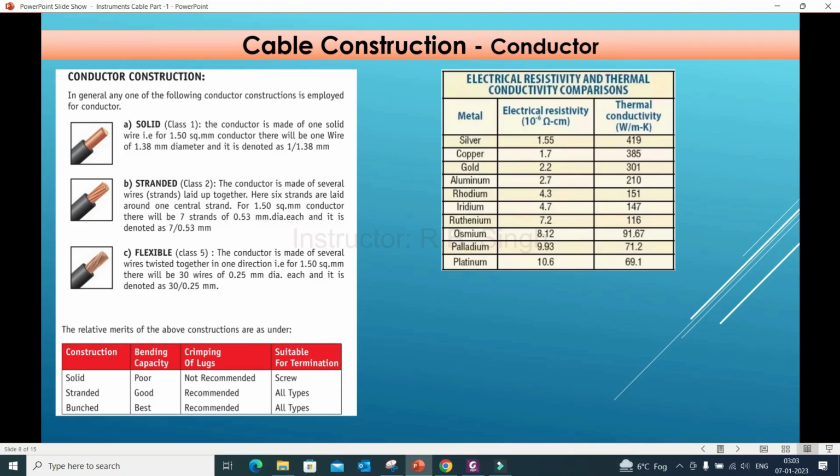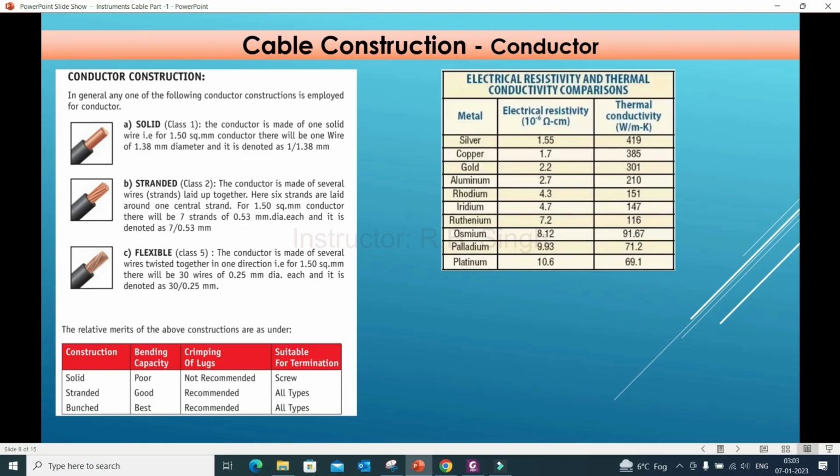The problem with this wire is that the bending radius is very big, so we cannot bend this wire in a small radius. The second class is called stranded wire. The conductor is made of several wires, called strands, laid up together. Here 6 strands are laid up around one central strand, so a total of 7 strands will be there.